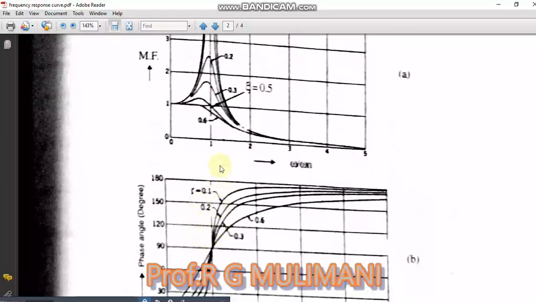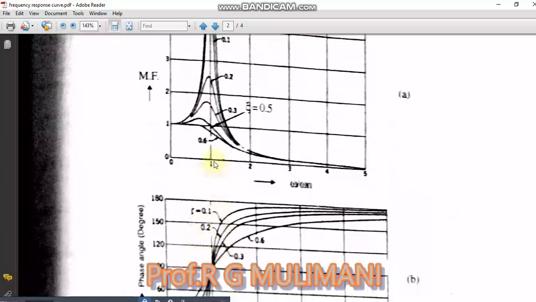What do you mean by omega n? Omega is the frequency of the system subjected to forcing function, and omega n is the natural frequency of the system for the free vibration. Okay, the phase is always 90 degrees for any values of zeta. It is independent of the zeta. And when omega equal to omega n, or omega by omega n equal to 1, in that case phase is 90 degrees.